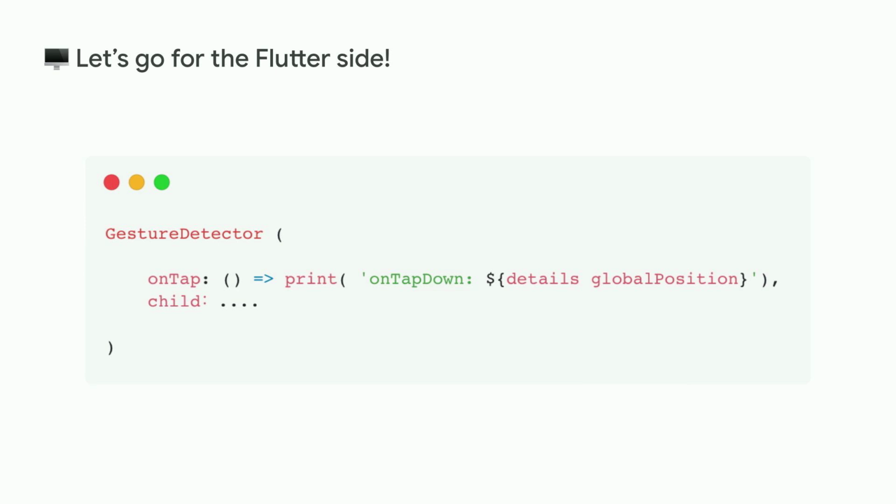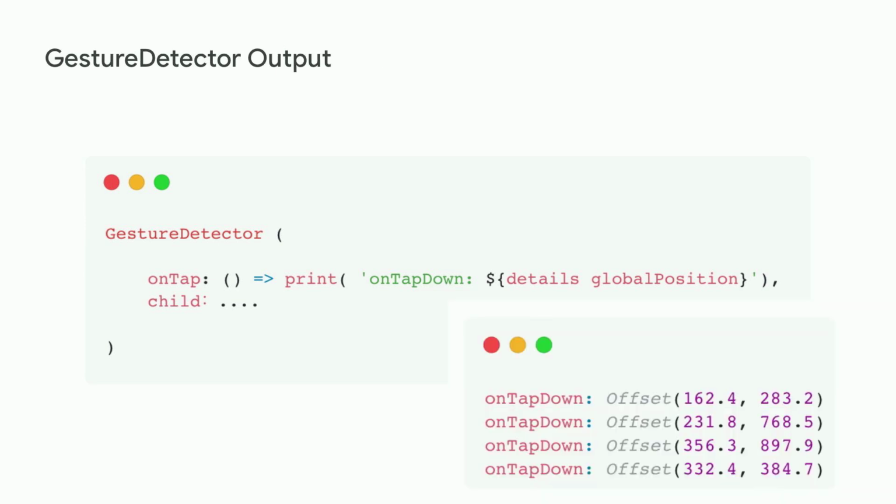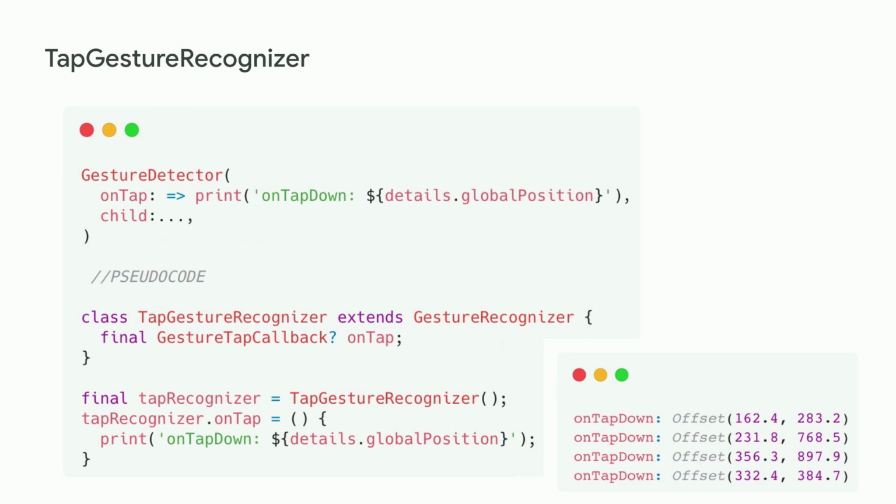Let's see what's going on with a simple print. In the global position, we can see basic offsets as XY dimensions. But what's going on behind the curtain is that it actually has a gesture recognizer, a tap gesture recognizer, and it is calling our print function to show what's going on.